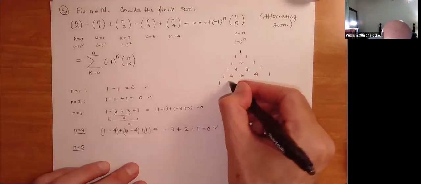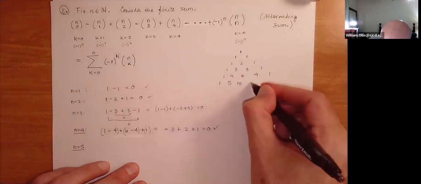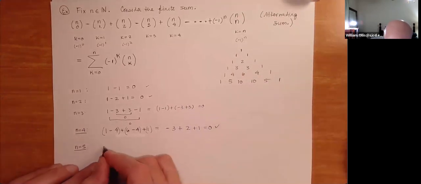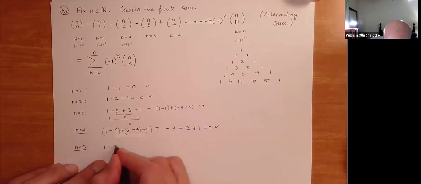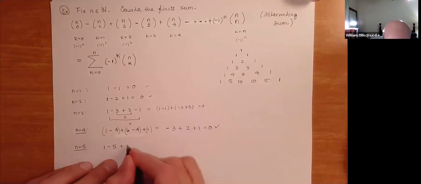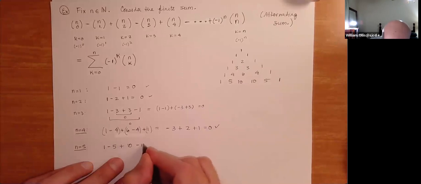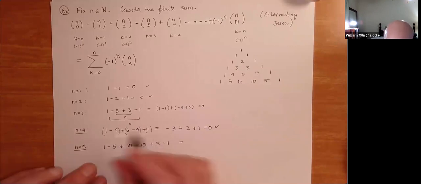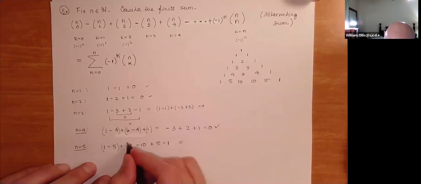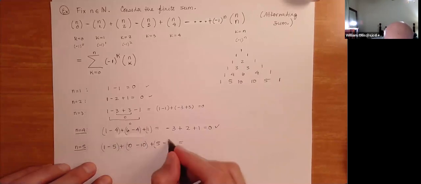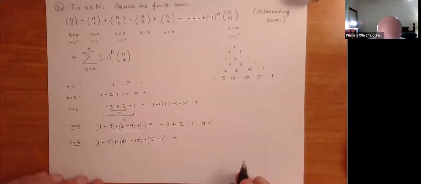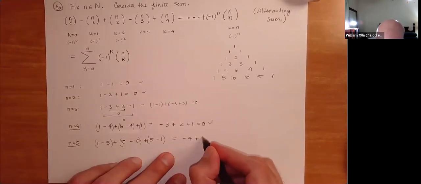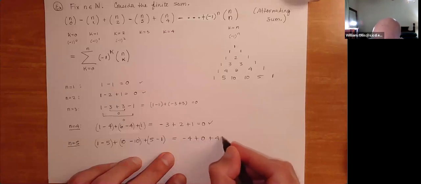So we have 1, 5, 10, 10, 5, 1. Well, let's look at it. This is going to be 1 minus 5 plus 10 minus 10 plus 5 minus 1. Well, let's just associate like we did before. That way it takes less work for Professor Ron. So this will be a negative 4 plus 0 plus 4.